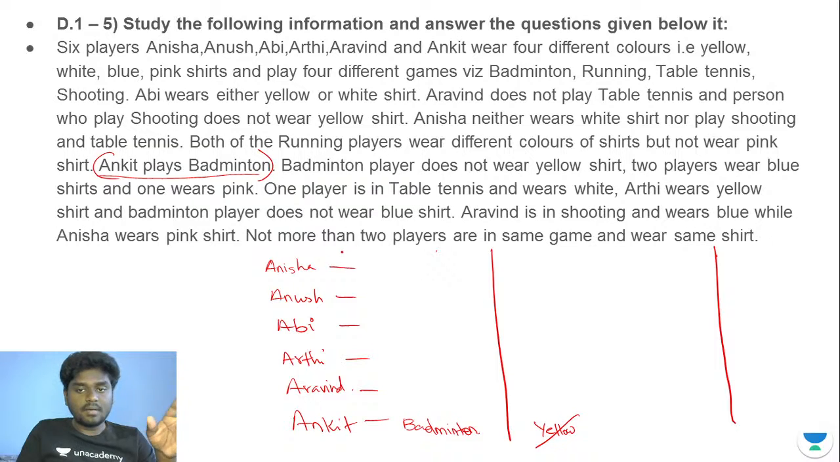Then look for anything else related to badminton; if not, go for something related to yellow. You know that Arvind does not play table tennis, and the person who plays shooting does not wear a yellow shirt. And Anisha neither wears a white shirt nor plays shooting or table tennis.